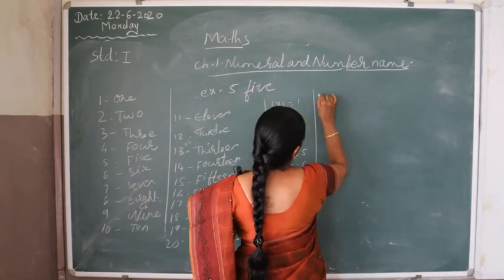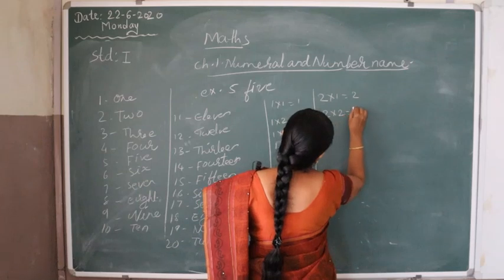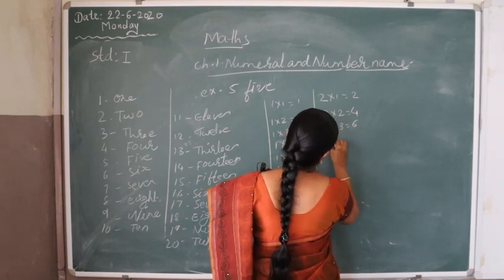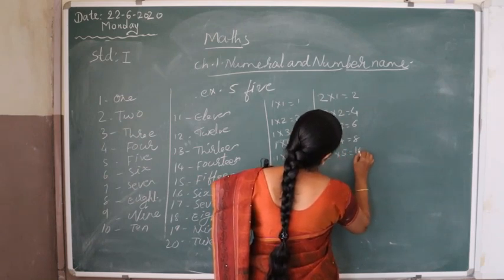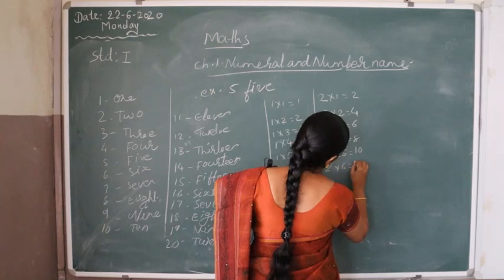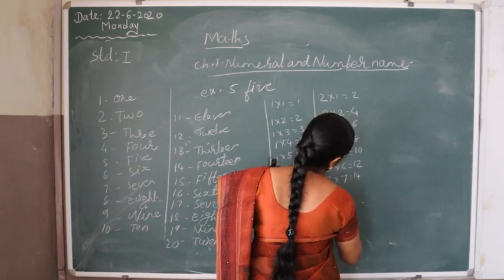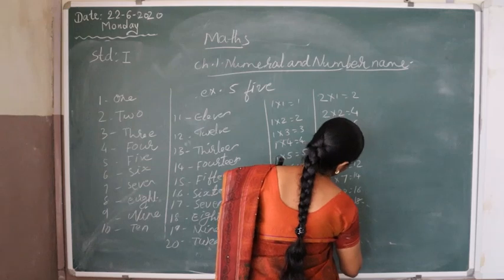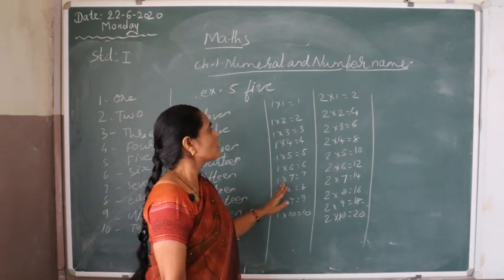Next one is here, table of 2. 2 1s are 2, 2 2s are 4, 2 3s are 6, 2 4s are 8, 2 5s are 10, 2 6s are 12, 2 7s are 14, 2 8s are 16, 2 9s are 18, 2 10s are 20. Now 1 and 2 tables are over here.